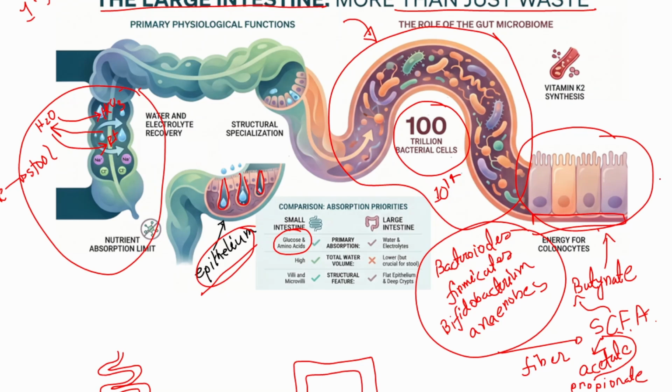And also it provides powerful anti-inflammatory protective effects. Concurrently, this microbiome synthesizes essential micronutrients, driving the production of vitamin K2, also known as menaquinone, which is essential for healthy blood clotting factor synthesis, alongside the synthesis of some vitamin B types. We covered everything regarding large intestine, so let's quickly jump to our slides now.